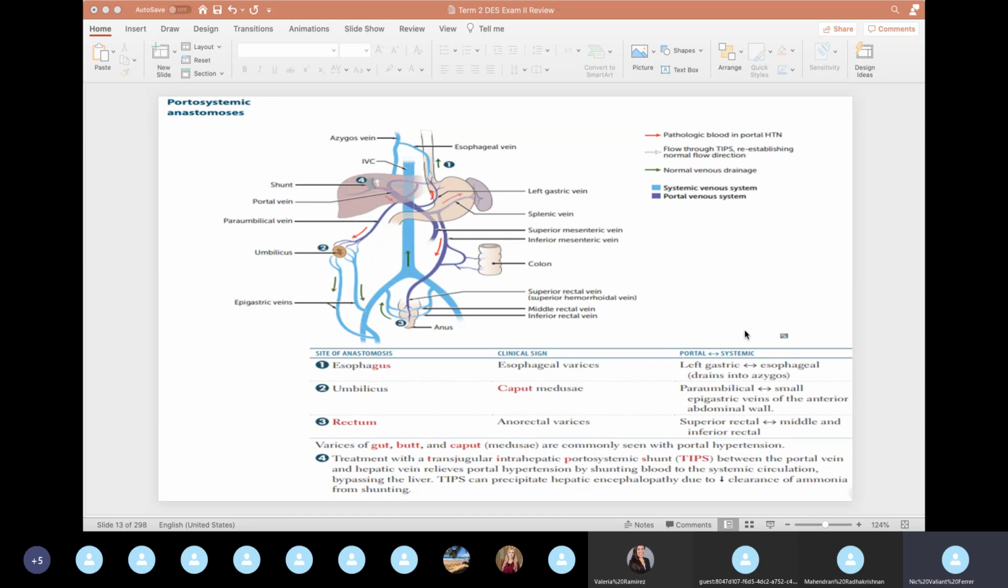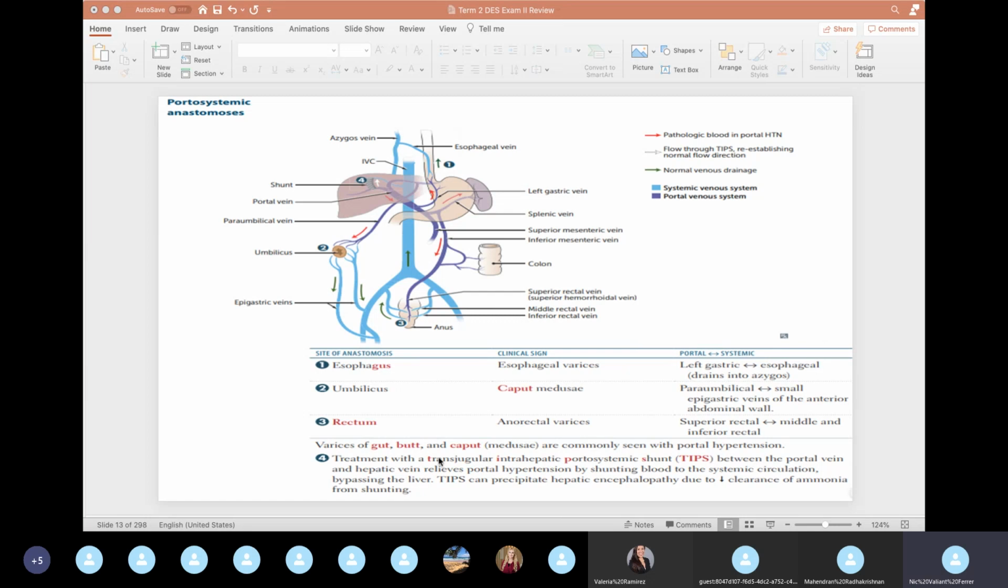Okay, I apologize. So this is about veins. We're talking about veins. Where does it drain? Okay, so what's the high yield? High yield, know the site of anastomosis, know the clinical sign, and know the veins that are involved. Are they portal, meaning they drain to the hepatic portal vein, or are they systemic? They drain to the inferior vena cava.